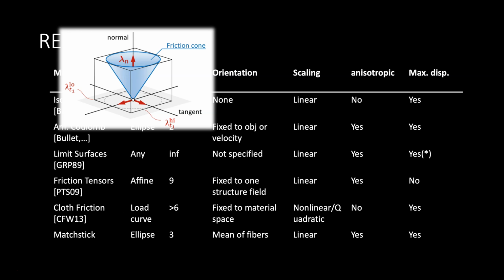The pyramid can be made anisotropic by assigning each face of the pyramid a different value of the coefficient of friction. In games, this is taken to the extreme using only two decoupled directions. To control the cone orientation, the cone is often fixed to one object or aligned with the sliding velocity.